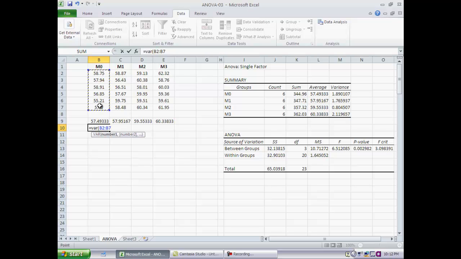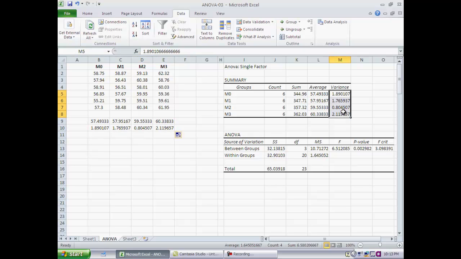Now let's compute the sample variances. This is the variance for the first sample, the sample from the first population. And if I copy this formula over, you can see that these four sample variances are exactly the sample variances in this last column.